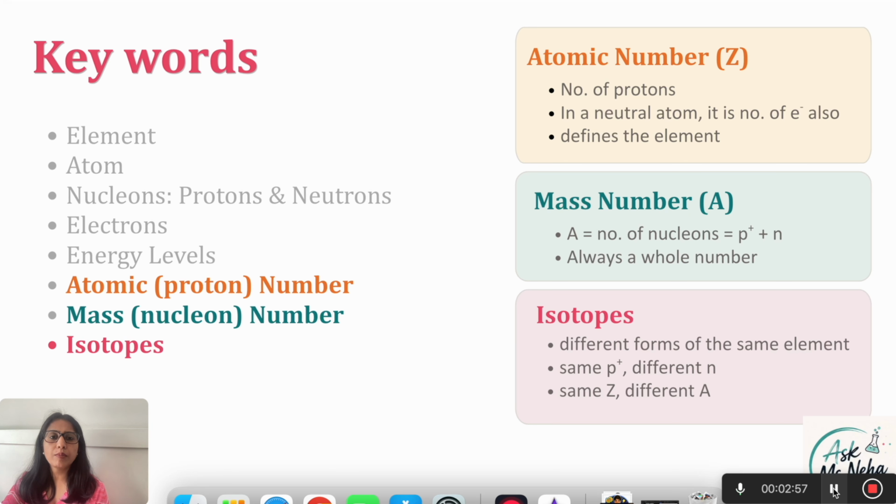Isotopes. Elements can exist in different forms on the basis of difference in the number of neutrons. Since the number of protons is the identity of an element, it is going to remain the same. If the number of protons is the same, the number of electrons will also be the same for an element. But what can change is the number of neutrons. When the number of neutrons changes, the mass number changes, which gives rise to different isotopes of an element. So remember, isotopes have the same atomic number, but a different mass number. They have the same number of protons and electrons, but a different number of neutrons.